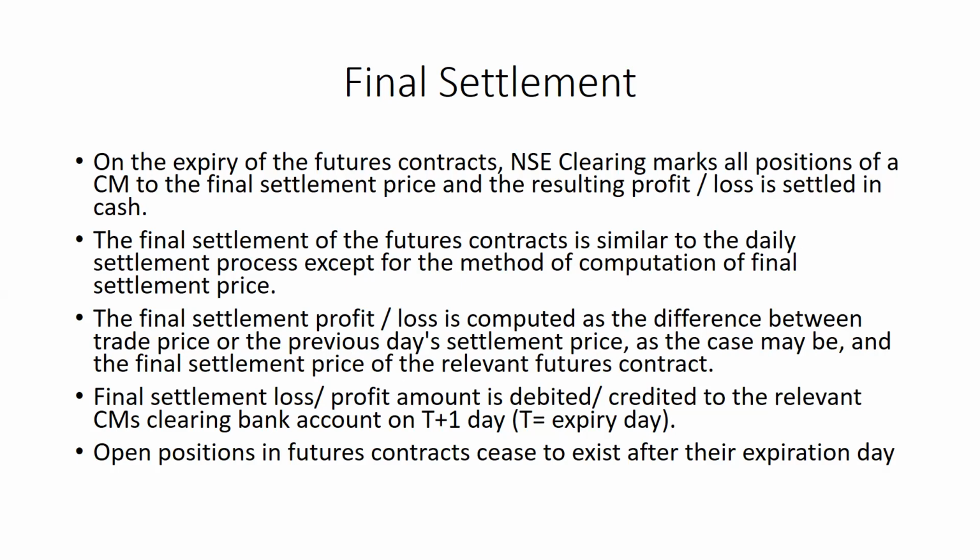The final settlement price here is taken like the closing price of the day. In everyday settlement it is the last closing price; similarly here, instead of the closing price, they call it the final settlement price. Then the final settlement profit or loss amount is debited or credited to the relevant clearing member account on the next day, T+1, after the expiry. And these open positions in the futures contract will exit after the expiry day.